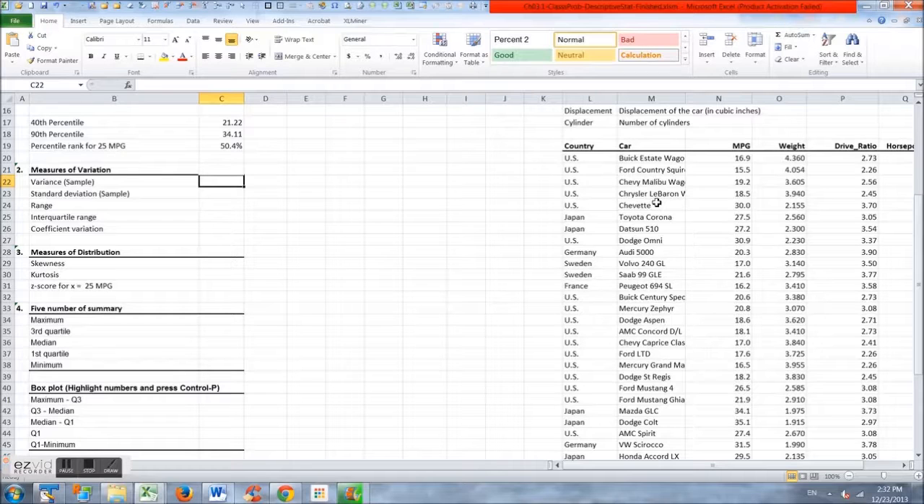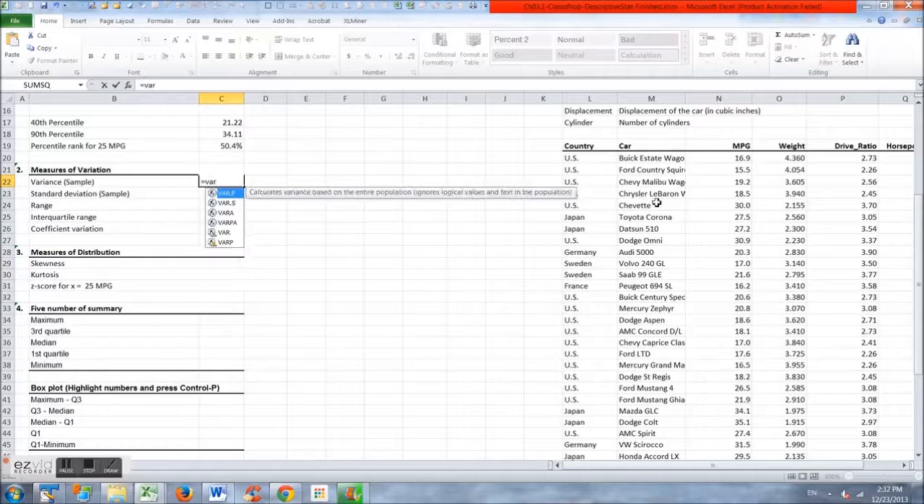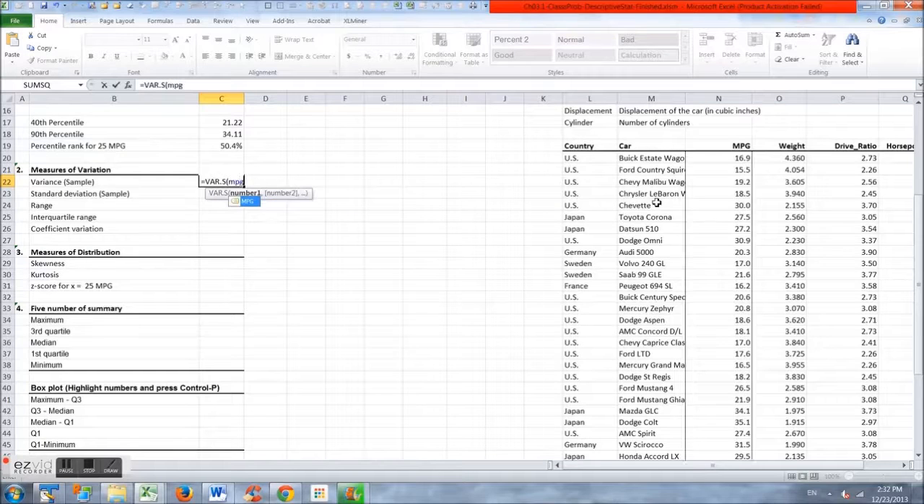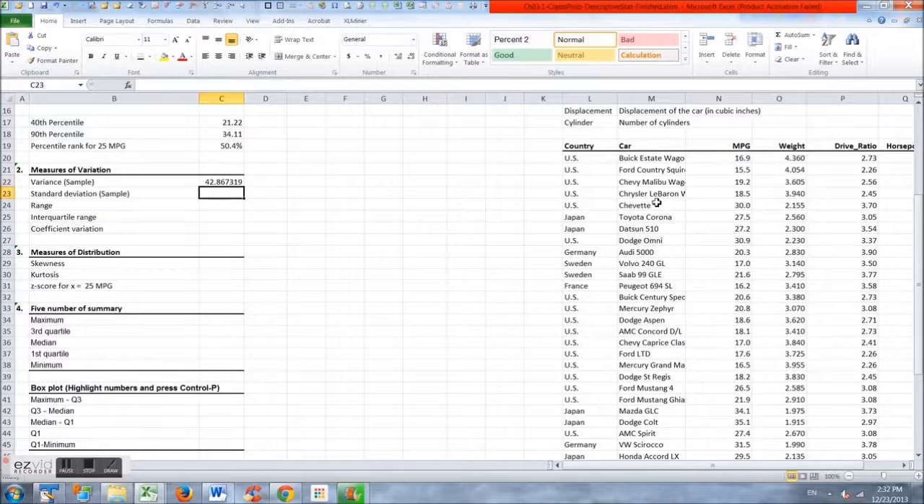So we'll consider our data as a sample. The variance function is VAR, and .P is for population, and .S is for sample. So we're going to use VAR.S, and then you select MPG. That will give us the variance, which is the average of the squared deviation of each data point from the mean.